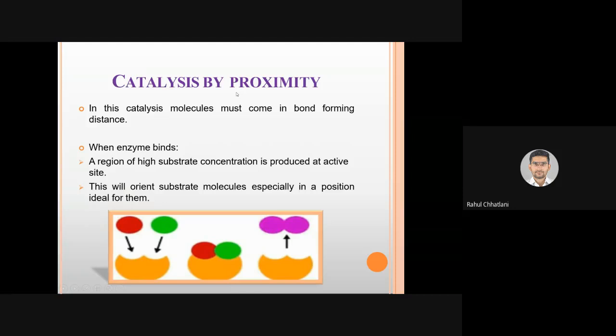Catalysis by proximity, just depending on the distance. That means when they come near, the substrate can immediately convert into product. In this catalysis, molecules must come within bond forming distance, at a distance where a bond can form. Say for example A and B are coming in contact here. Because of that contact alone, a molecule is formed, that is your product. That is catalysis by proximity, just coming near in distance.